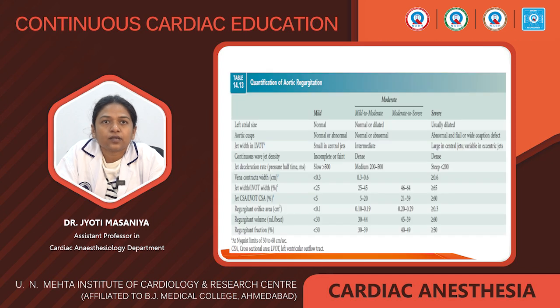This table is showing the quantification of aortic regurgitation. If pressure half time is more than 500 milliseconds, it is suggestive of mild AR. If it is less than 200, suggestive of severe AR. If vena contracta is less than 0.3, mild AR. If it is more than 0.6, severe AR. And for jet width to LVOT width, less than 25% is mild. If it is more than 65%, severe AR. And regurgitant fraction less than 30% is mild AR. If it is more than 50%, severe AR.